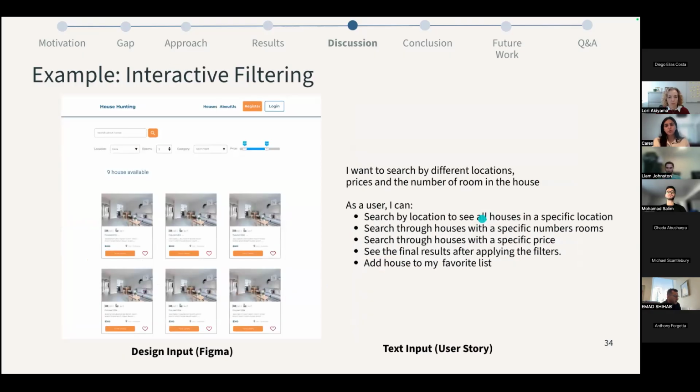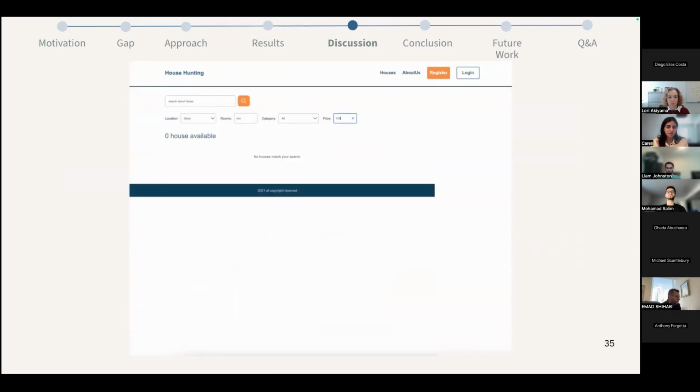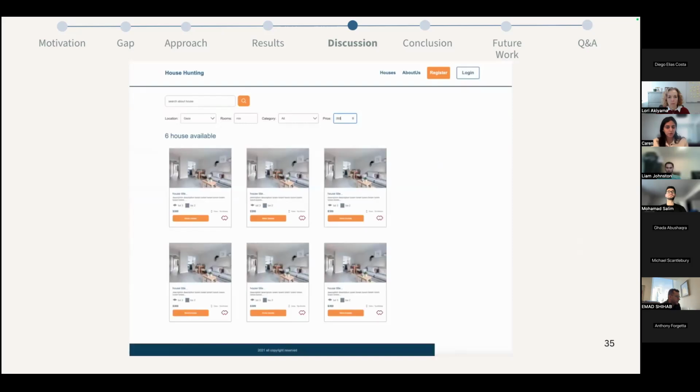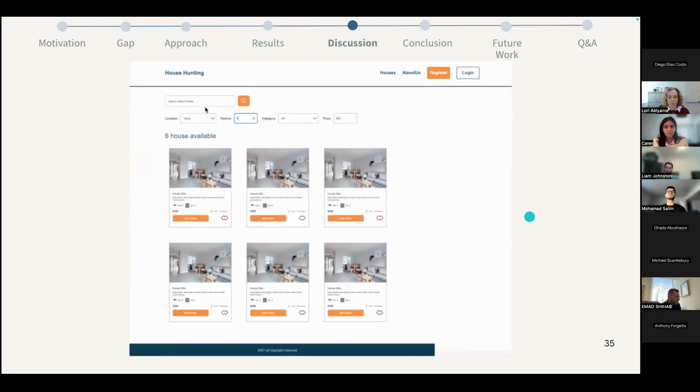Another example we can go through is a dynamic example. On the left is the input that we gave our system, which is a filtering mechanism for houses. And on the right, we can see the user story where it says, as a user, I can search by location or number of bedrooms. We can see here that the behavior actually worked. If you put a price that doesn't exist in the list, it will filter out all of the houses in the list. Same for the number of rooms or the location.